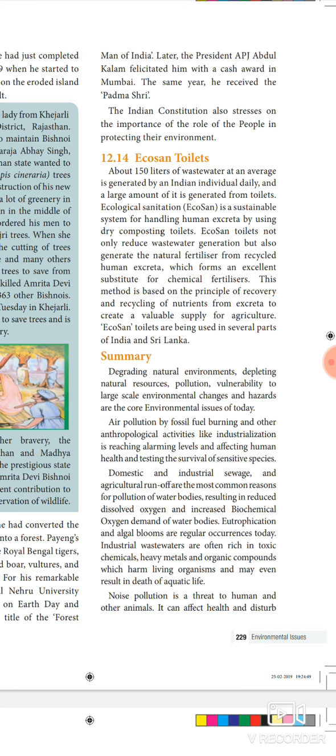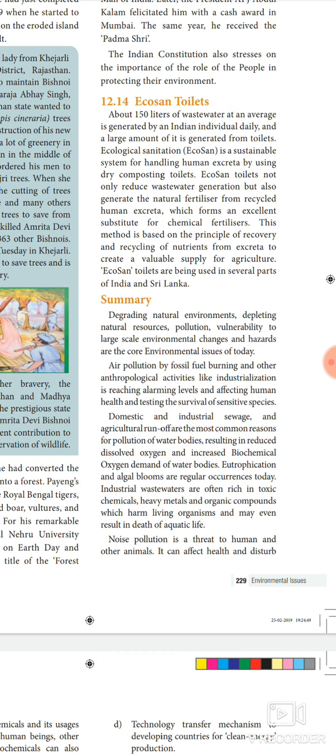Then ecological sanitation, that is called Eco-San, is a sustainable system for handling human excreta by using the dry composting toilet. Ecological toilets not only reduce wastewater generation but also generate natural fertilizer from recycled human excreta, which forms an excellent substitute for chemical fertilizer. This method is based on the principle of recovery and recycling of nutrients from the excreta to create a valuable supply for agriculture. Ecological toilets are being used in several parts of India and Sri Lanka.